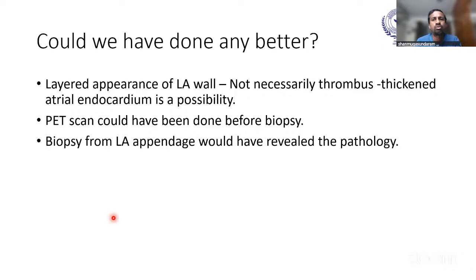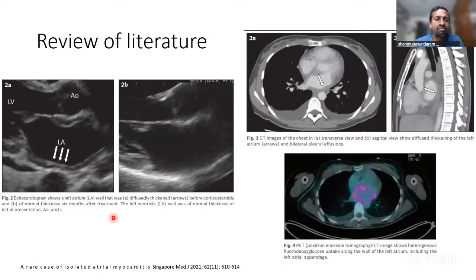So probably, we could have gone for a PET scan in the beginning, which might have avoided the pericardial biopsy. Or having gone for pericardial biopsy, had we known that it is an atrial pathology, we could have just got a sample from the left atrial appendage, which could have proven the real etiology of this atrial myocarditis, whether it is giant cell or viral lymphocytic myocarditis or anything. So probably the sequence of investigation could have been better, though the treatment might not have changed.